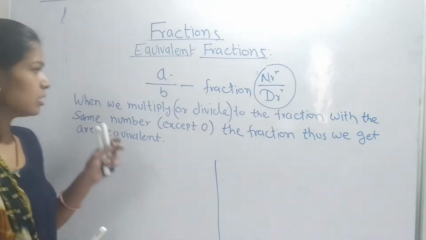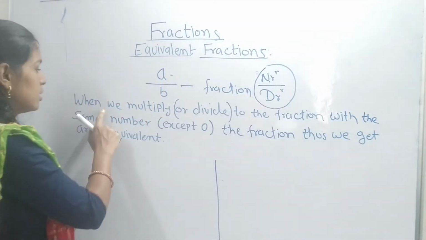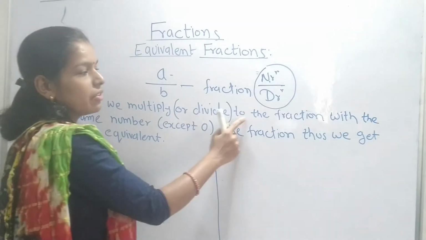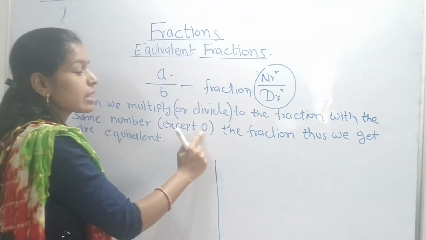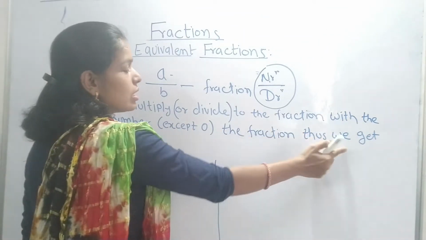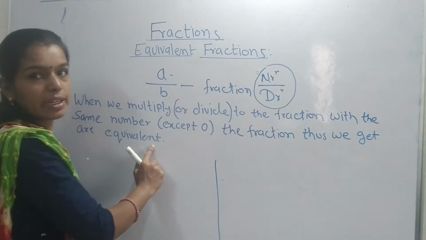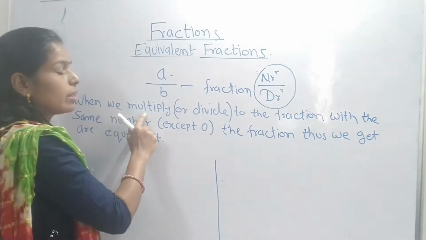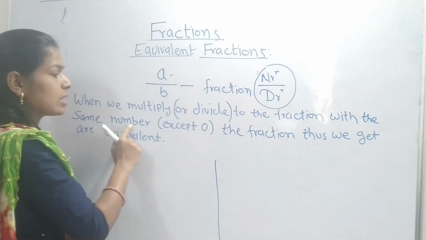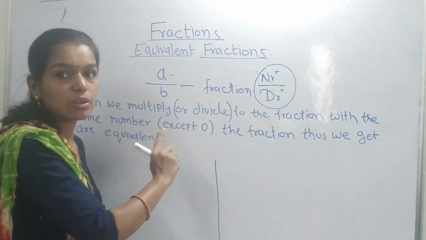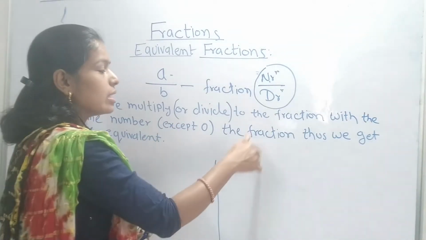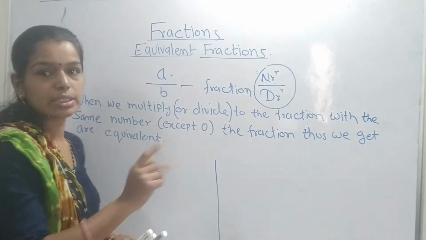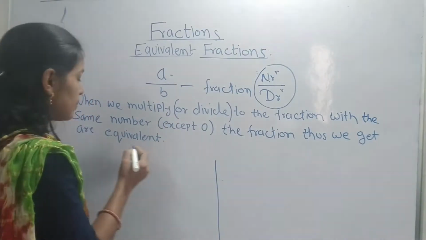Here is the definition of equivalent fraction. When we multiply or divide a fraction by the same number except 0, the fractions thus obtained are equivalent. Understood? We have to multiply or divide with the same number, but we don't have to multiply with 0. Thus we get a fraction, and those two fractions are equivalent. Let's see one example.